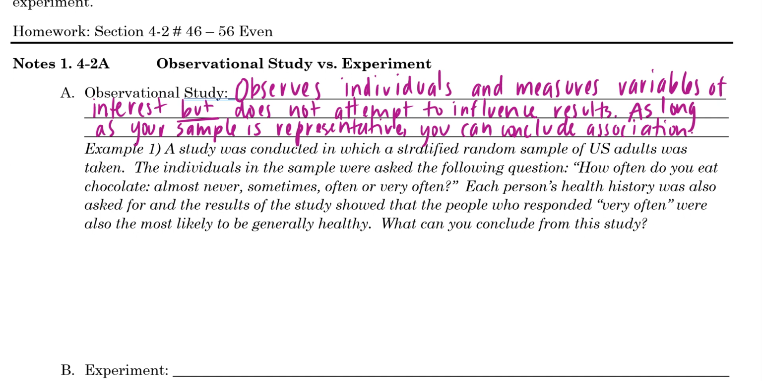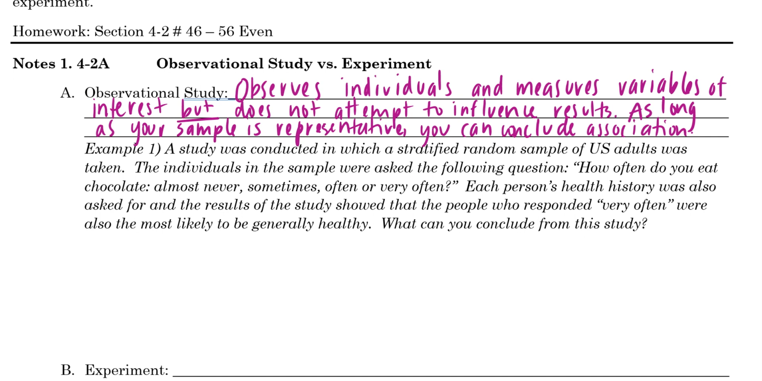So here's what we mean by that. Well, we'll look at an example. It says, a study was conducted in which a stratified random sample of U.S. adults was taken. The individuals in the sample were asked the following question. How often do you eat chocolate? Almost never, sometimes, often, or very often. Each person's health history was also asked for, and the results of the study showed that people who responded very often were also the most likely to be generally healthy. What can you conclude from this study?